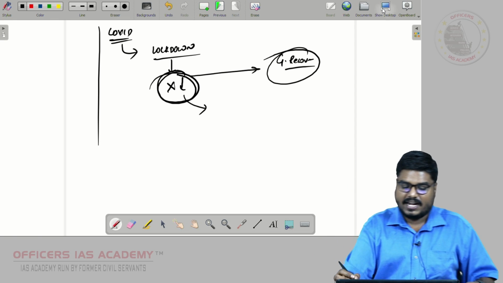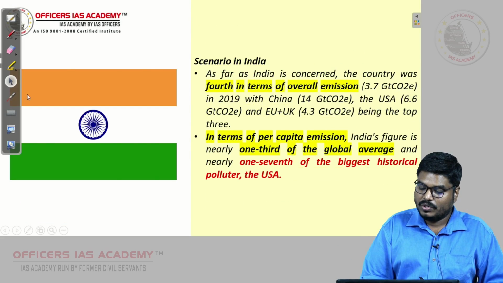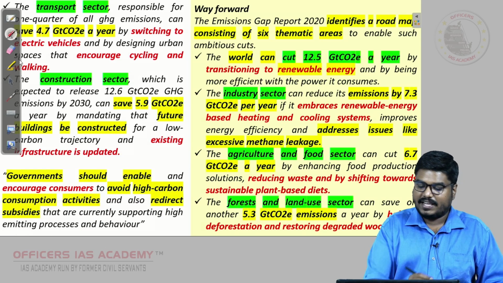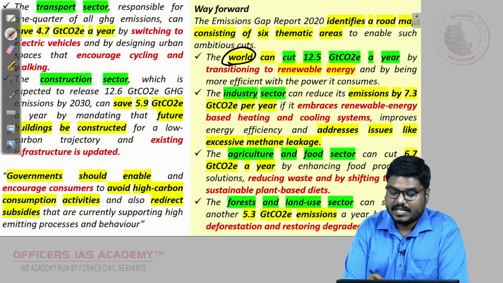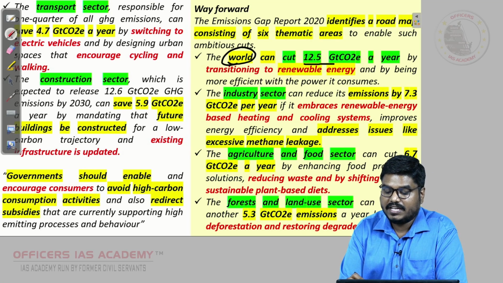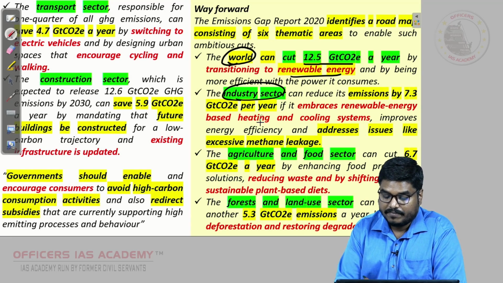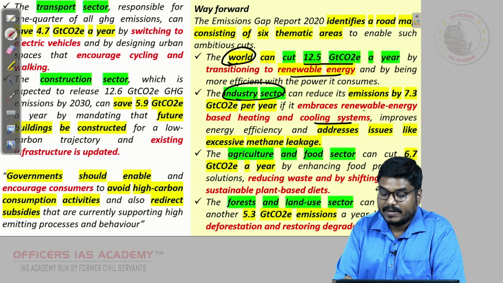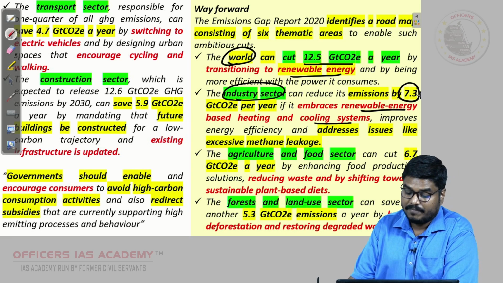So this report is highlighting these points, and it is also giving some way forward, some solution. So what is the solution? It says that every year the world can cut 12.5 gigatons of carbon dioxide by switching over to renewable energy. The industrial sector, by changing their cooling systems, can embrace renewable energy and reduce carbon emission by 7.3 gigatons of carbon dioxide.